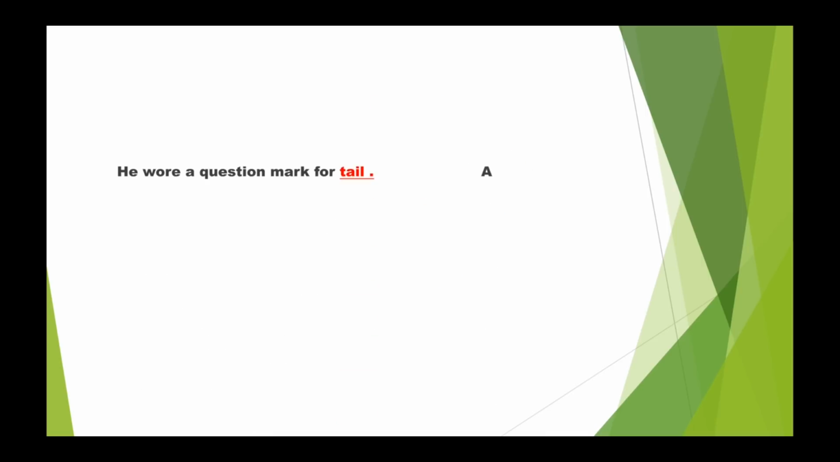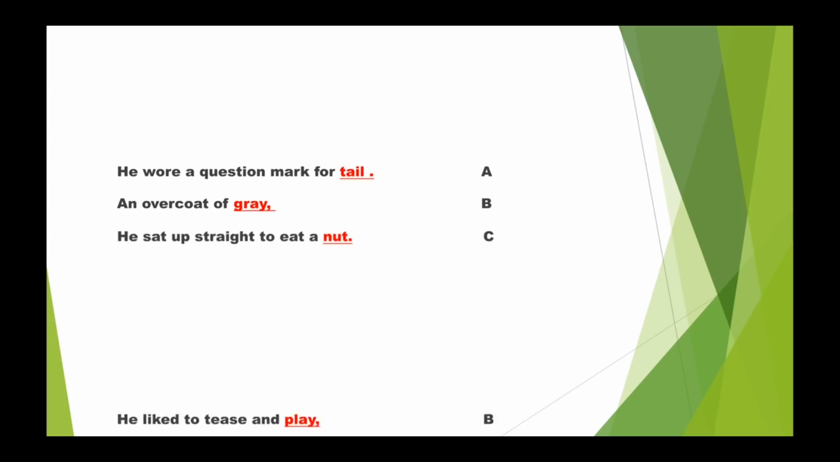Now in the first line, he wore a question mark for tail. Now here we can see the last word is tail. So we will write A for the first line. Second line, an overcoat of grey. Now we can see that tail is not rhyming with the word grey. So we will write B. Third line is he sat up straight to eat a nut. Now nut is not rhyming with grey or tail. So we will give C.